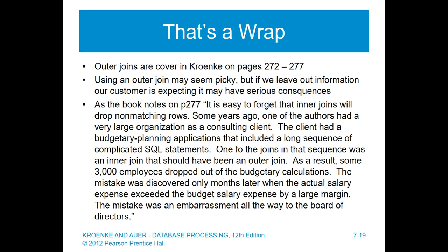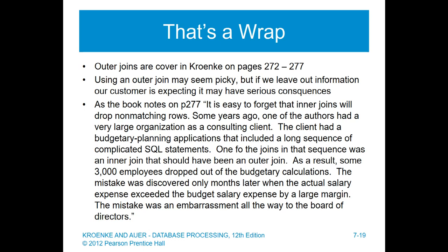So that's our outer joins. Outer joins are covered in Cronky on pages 272 through 277. Using an outer join may seem picky. A lot of courses don't cover it, but it affects the results that our customers see. If we leave out information our customer is expecting, it may have serious consequences.